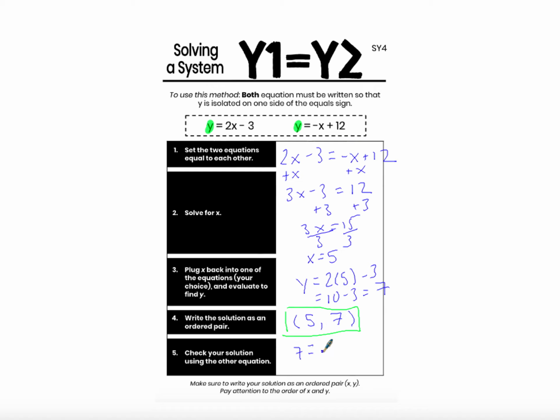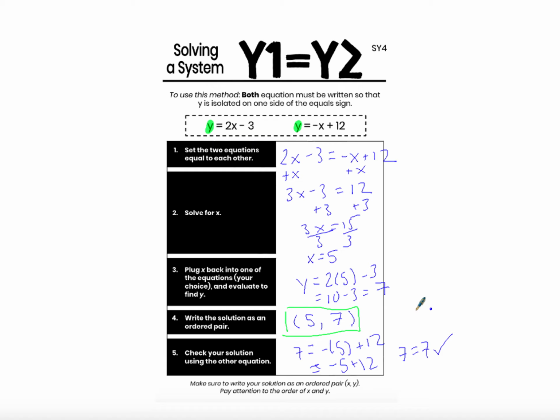So does 7 equal negative, plug in the 5 for the x. I didn't really need parentheses there, but it doesn't hurt. Does 7 equal negative 5 plus 12? Does 7 equal 7? Yes. So that shows me that I didn't make any computational mistakes. (5, 7), x equal to 5, y equal to 7 is a solution to this equation. It's a solution to this equation, and therefore it is the solution to this system.